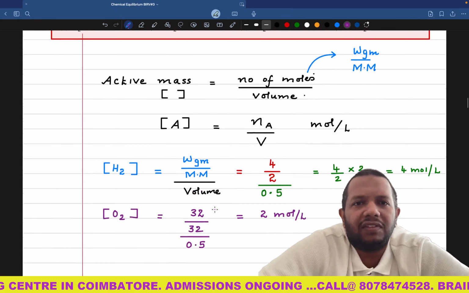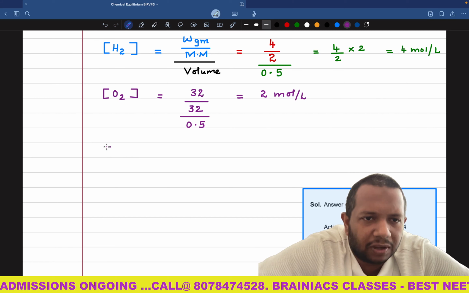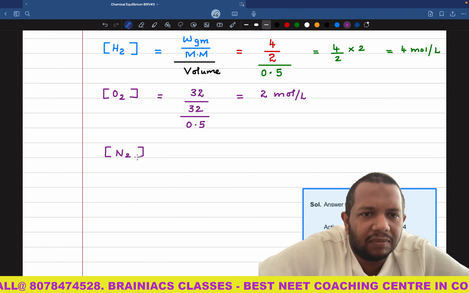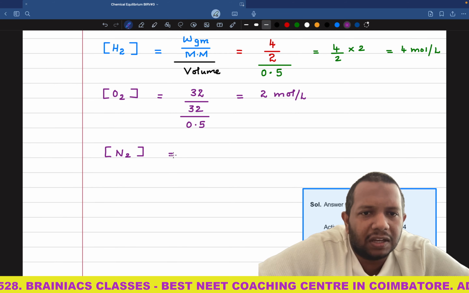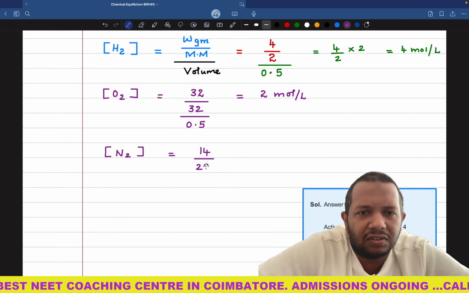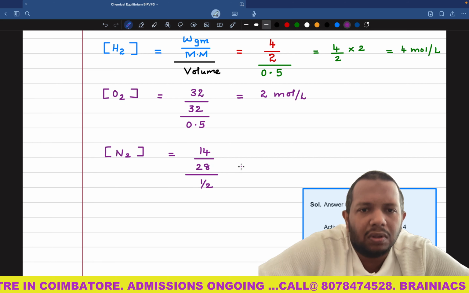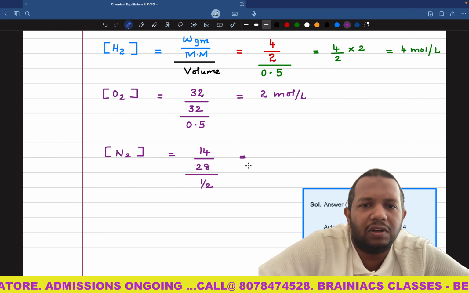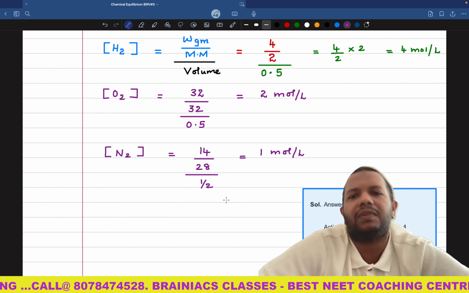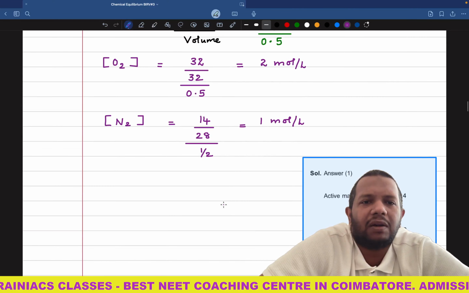Correct? And what is the next one? We have 14 gram of nitrogen. We need to find the active mass of nitrogen, N2. So how will you write it, sir, again? 14 gram, so 14 divided by the molar mass of N2, 28, divided by 1 by 2. We know that the numerator is 1 by 2 and the denominator is also 1 by 2. So that is 1 mole per liter. And the last one, 11 gram carbon dioxide.